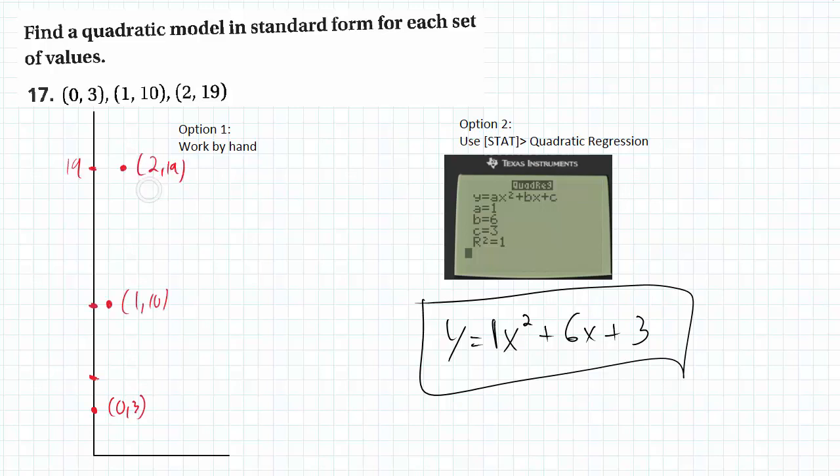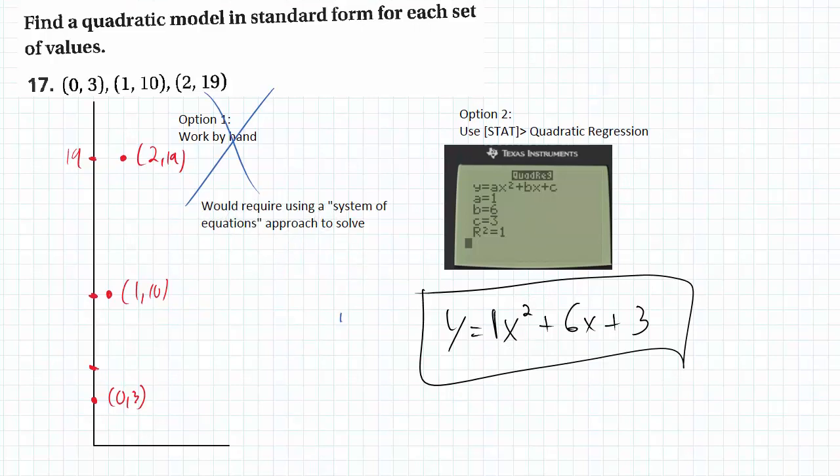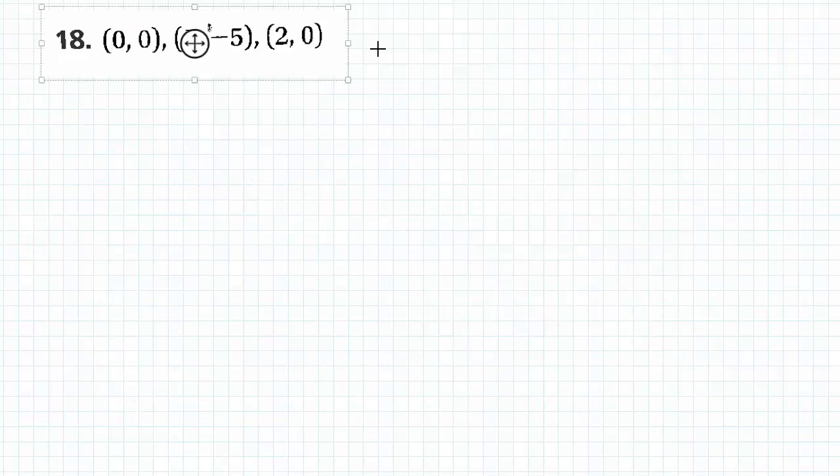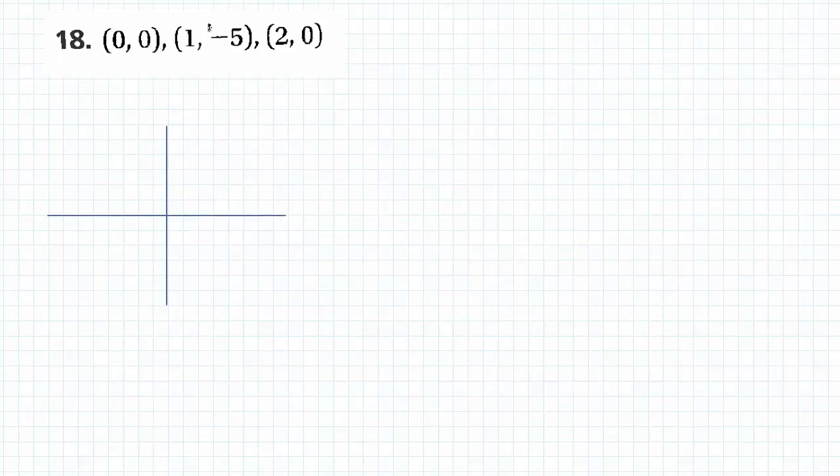If I try to do this by hand, I'm not saying it's impossible, but it's more work than it's worth, especially since I don't know if any of these are my vertex. I'm going to have to write a bunch of complicated systems to solve this, but number 18 maybe is worth the effort in doing this by hand. Here's why this is easier.